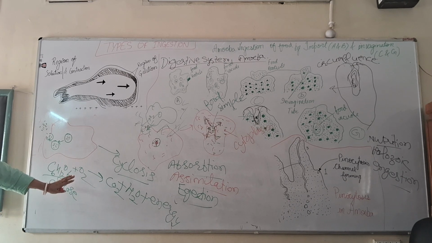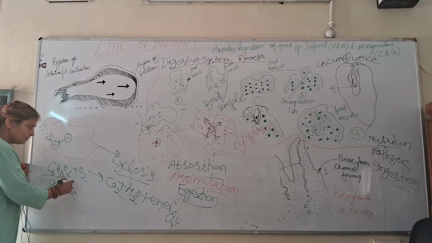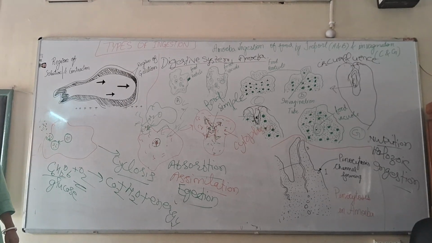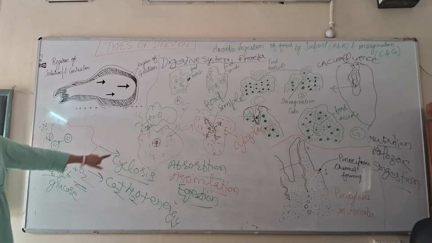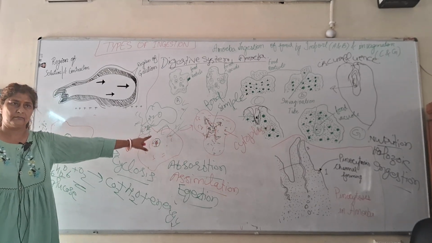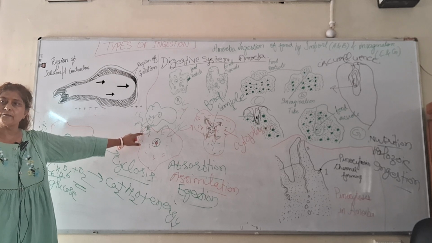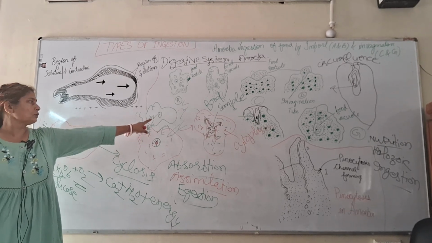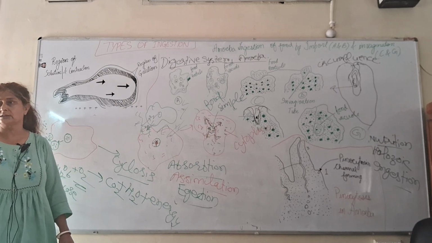That's why we need this oxygen. We take it from the air. They take it from the water. This is clear. This is through the diffusion process.